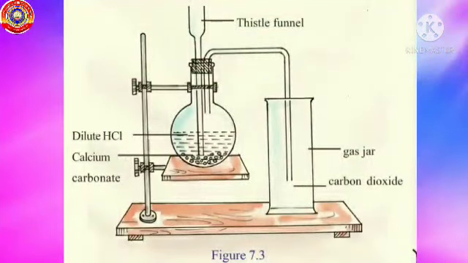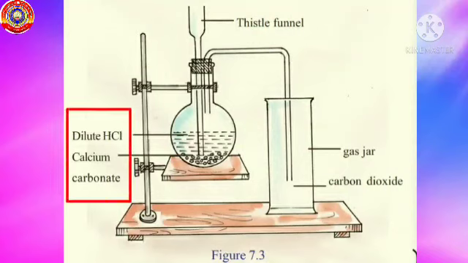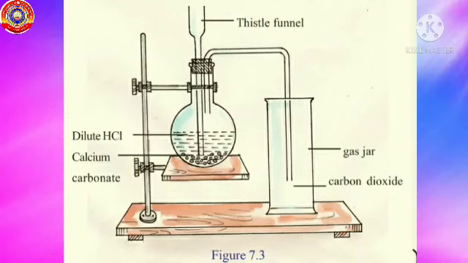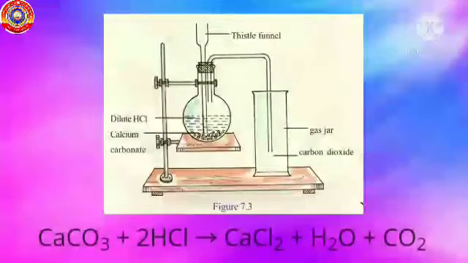See, which are the reactants used in this reaction? Yes, calcium carbonate and dilute hydrochloric acid, right? Now shall we write the chemical equation for this reaction? The equation is given by CaCO3 + 2HCl gives CaCl2 + H2O + CO2. Dear students, we already learned that carbon dioxide gas is liberated when acids react with the carbonates, right?